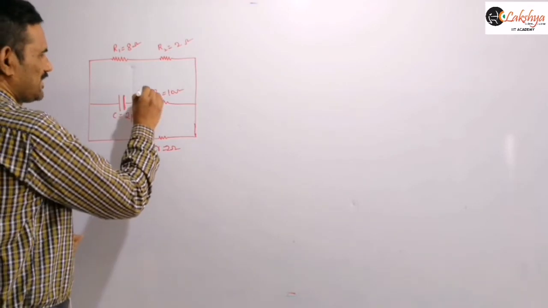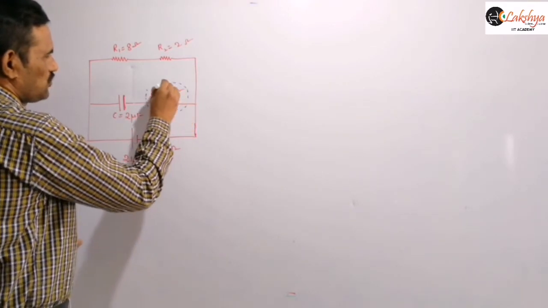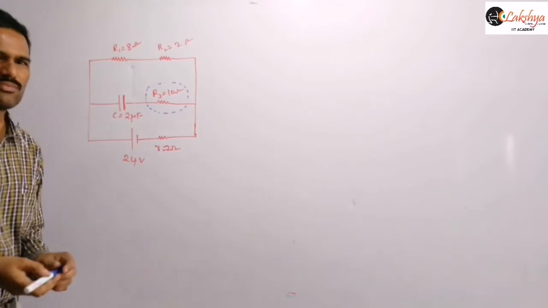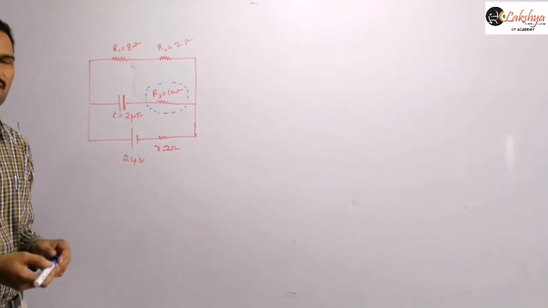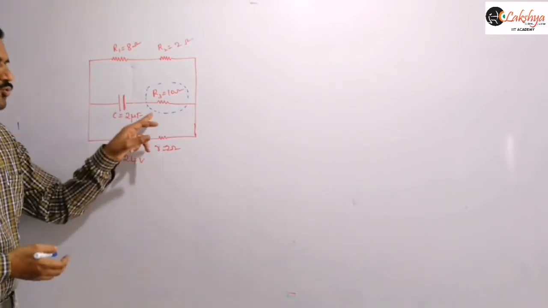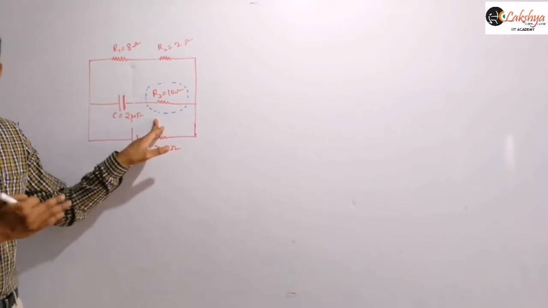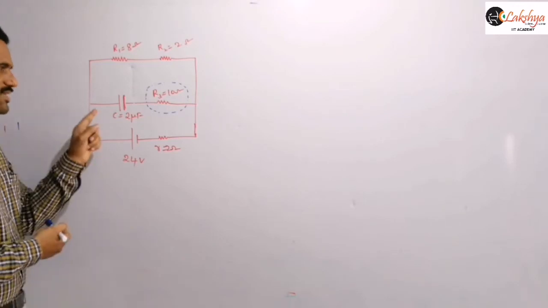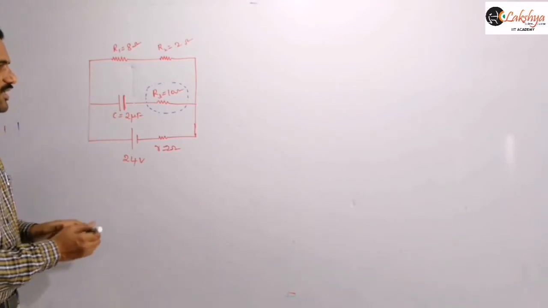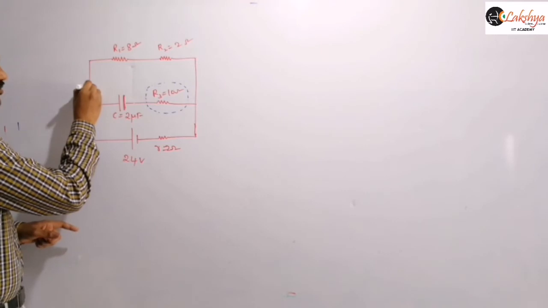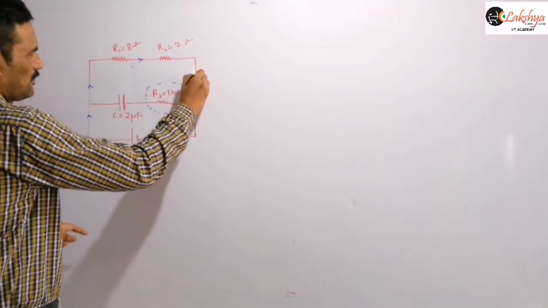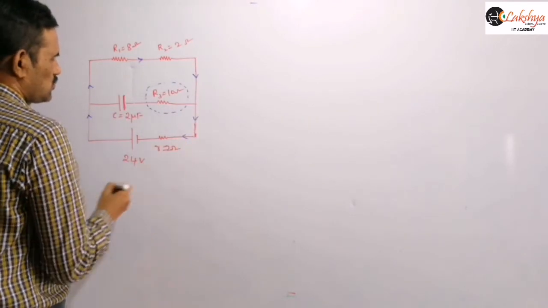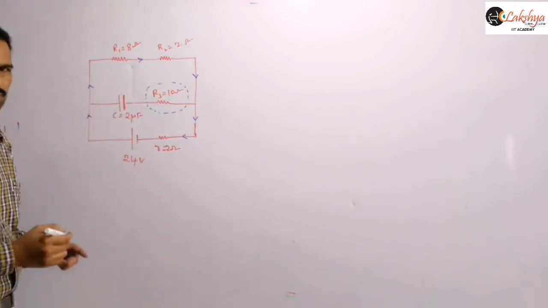And so this resistance is ineffective. You may not consider that resistance here because no current is flowing here. While calculating effective resistance, no need of considering this resistance. Is it clear? Because no current is passing through it. Once the capacitor is fully charged here, the current will flow through this circuit only like this. So no current will flow through this branch here.